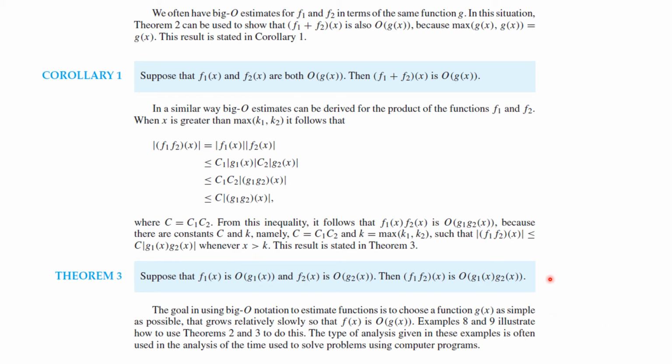And this is a theorem, and this is what it says. So if f1 is big O of g1 and f2 is big O of g2, then the product f1 f2 is big O of the product g1 g2.